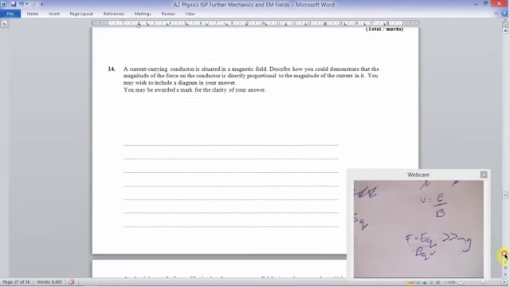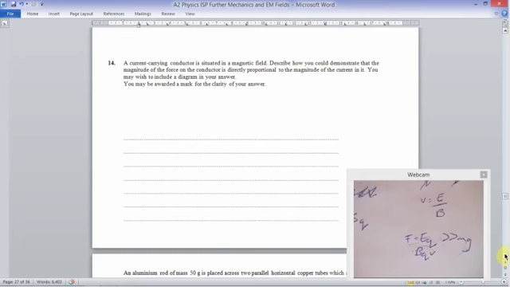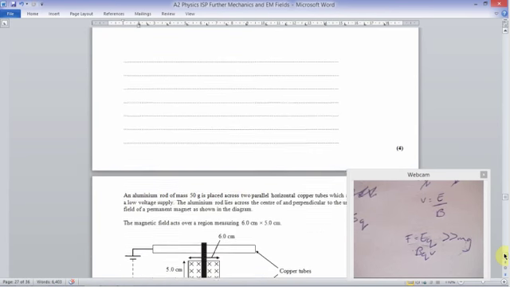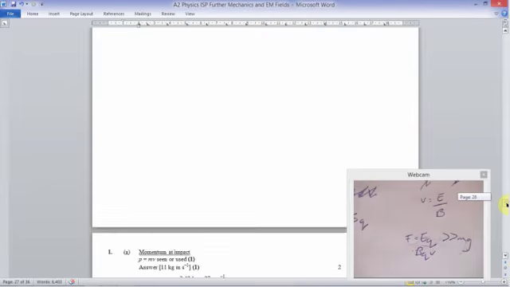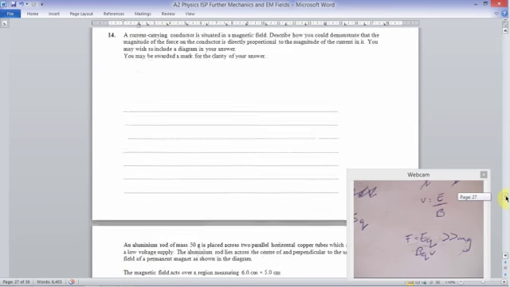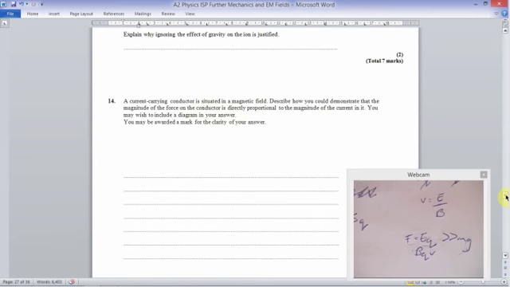Question 14. A current carrying conductor is situated in a magnetic field. Describe how you could demonstrate that the magnitude of the force on the conductor is directly proportional to the magnitude of the current in it. You may wish to include a diagram in your answer.